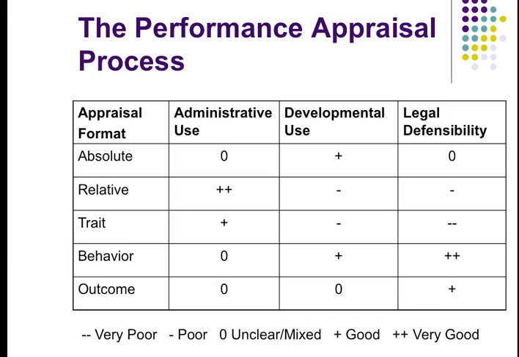Behavior-based measures and outcome-based measures are both sort of neutral in terms of their administrative use. But behaviors outrank outcomes slightly more in terms of their developmental use as well as their legal defensibility. In both situations, we like outcome-based measures, but behavior-based measures are much better. But there are a lot of times we can't actually measure people's behaviors, so what we do is focus instead on outcomes, and outcomes are okay to use and okay to measure.